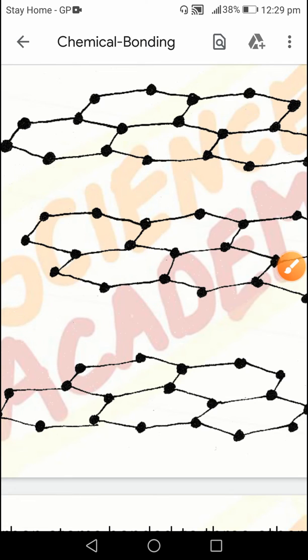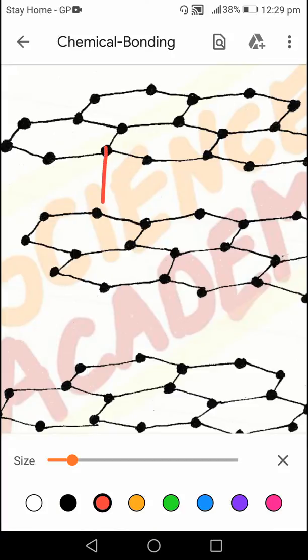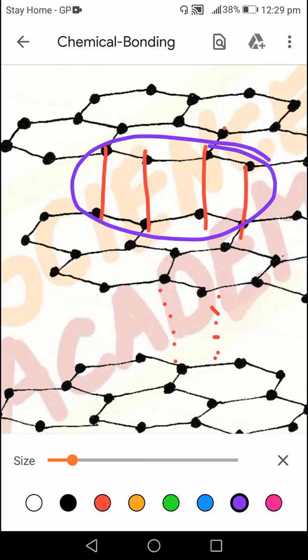So just imagine that the layers are now connected by covalent bonds. As initially we have said, in graphite the layers can slide over each other because there is only a very weak attractive force between the layers, which we are calling the Van der Waals force. But here the layers are directly interconnected by strong covalent bonds. So can the layers slide over each other? No, the layers cannot slide over each other. That means, although graphite is slippery, diamond is not slippery.